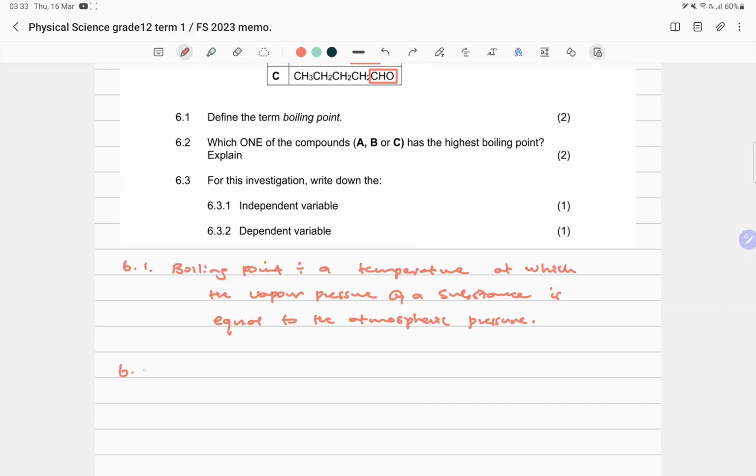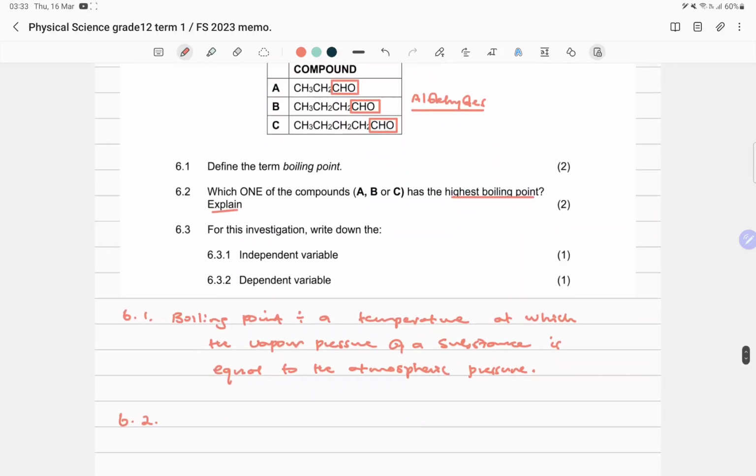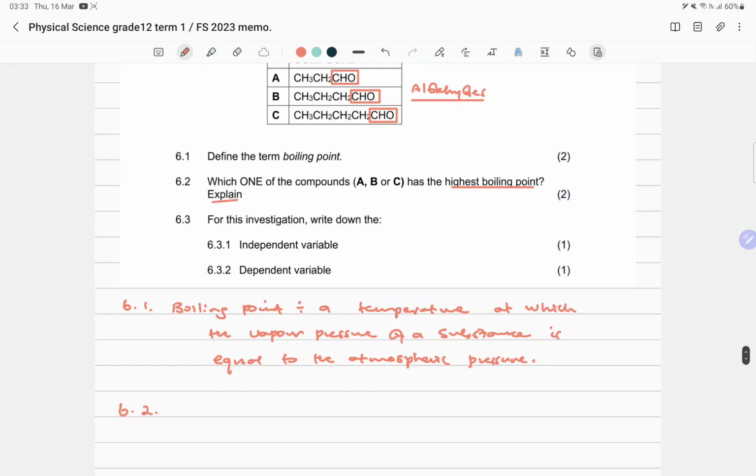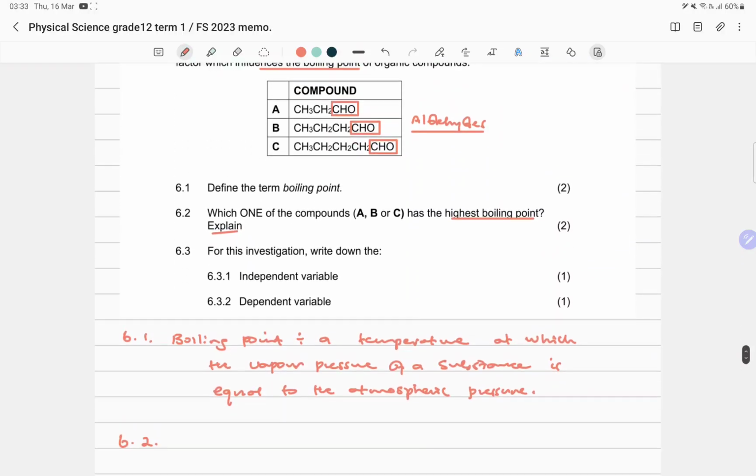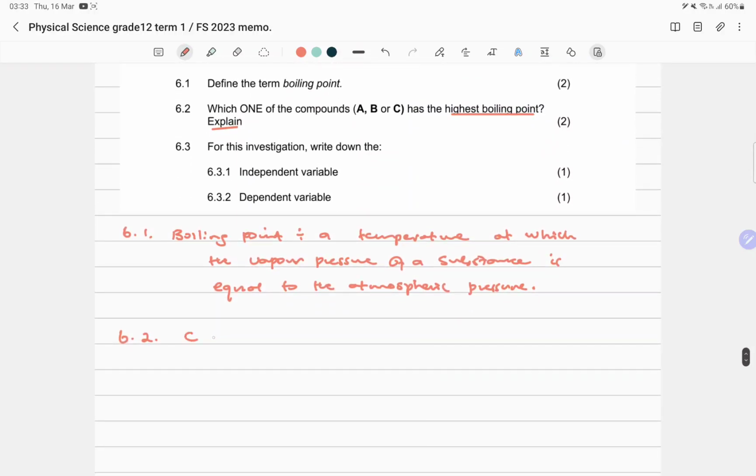Oh guys, I'm tired. Which one of the following compounds, A, B, or C, has the highest boiling point? And explain. So we know that, well, the higher the molecular weight or the longer the chain, the higher is the boiling point. So easy stuff. So it's going to be compound C. We can say the longer the chain, the higher.